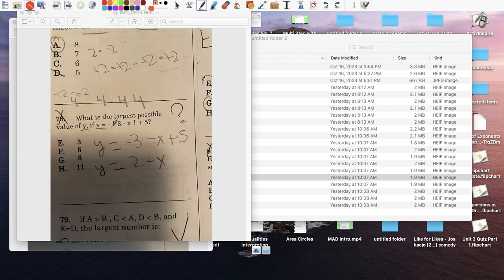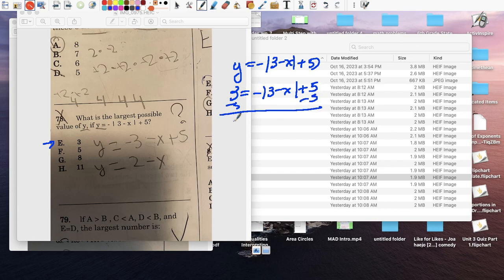So let's take the first one. The equation is y equals negative absolute value of 3 minus x, plus 5. So instead of y, I'm going to replace it with 3 and see if it works. So work it out. It's plus 5, right? So I'm going to subtract 5 from each side. I get negative 2 equals negative absolute value of 3 minus x.